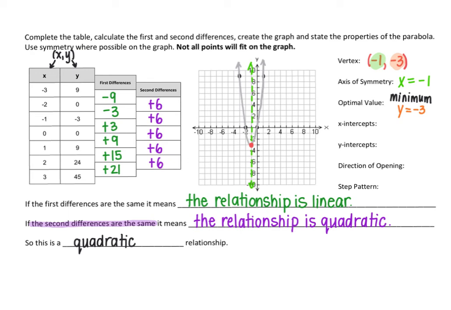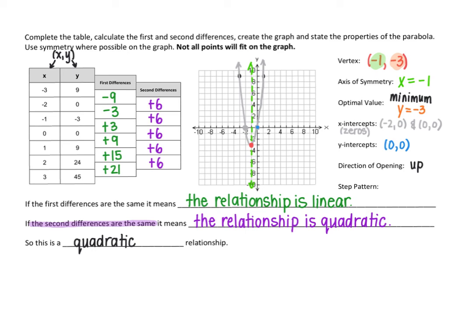Our x-intercepts, or zeros, are (-2, 0) and (0, 0). This point (0, 0) is also our y-intercept. It's the point where the parabola crosses the y-axis. The direction of opening is up.